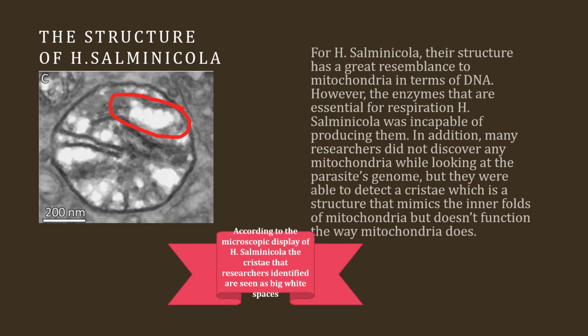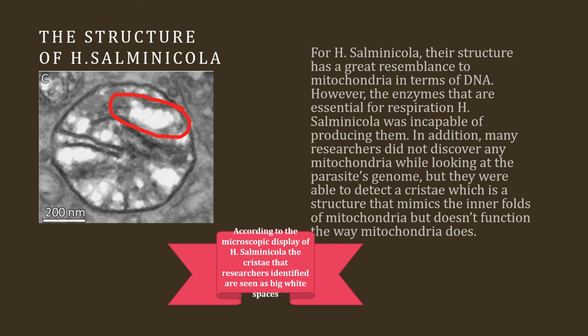salminicola. As we delve into their structure, it has been noted that it has great resemblance to mitochondria in terms of DNA. Vital enzymes that are necessary for respiration, H. salminicola was not capable of producing them. Not to mention, researchers couldn't even find a trace of mitochondria while observing its genome, which was surprising at first. However, researchers were able to identify a cristae structure, which is able to imitate the inner folds of mitochondria but doesn't function the same way as mitochondria.